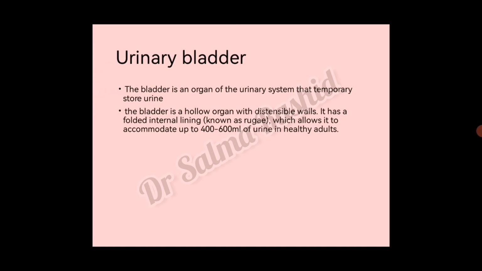Now, the urinary bladder is an organ of the urinary system that temporarily stores urine. The bladder is a hollow organ with distensible walls. It has a folded internal lining known as rugae, which allows it to accommodate up to 400 to 600 ml of urine in healthy adults.